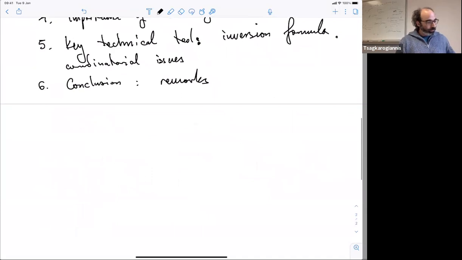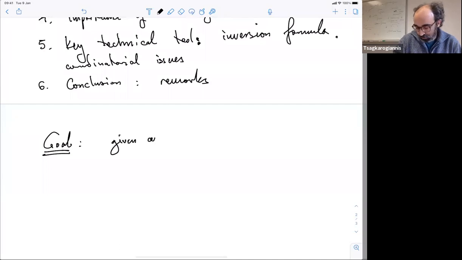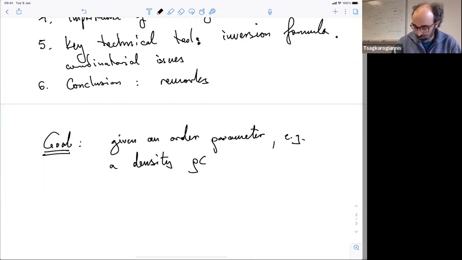Okay. So what is the goal? So the goal is, given an order parameter, so given a density, which is a function, could be of space, could be of orientation, some function of space in some domain. No, I mean, we will see.